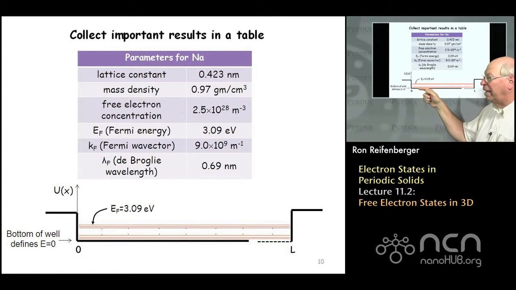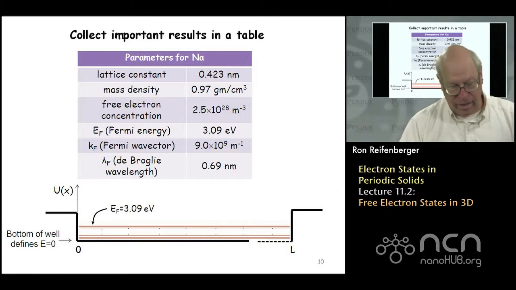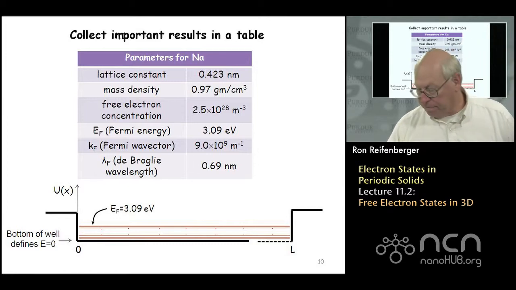So this 3.09 eV is measured from the bottom of the well, which defines E equal to 0. And each of these free electron states will be delocalized over the entire crystal, right? And the separation between these energy states is going to be extremely small. And so this is now the picture of electron states in a solid based on this free electron model. Closely spaced energy levels delocalized over the entire well of the crystal structure.